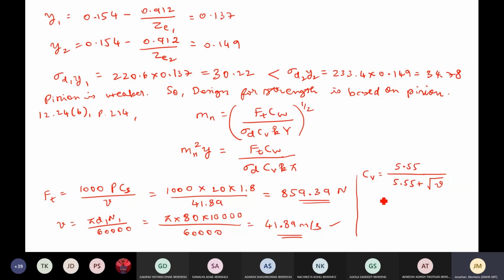5.55 by 5.55 plus root of V. Okay, 12.24, 25D according to the equation on page 214, series of equations. So V is greater than 20 meters per second. So for this combination, you have 5.55 by 5.55 plus root of V. Okay, we have to use this one. So Cv will come out to be 0.4616. Correct.